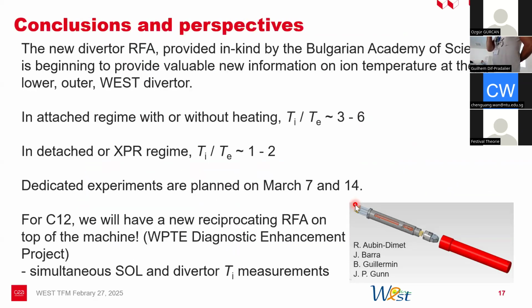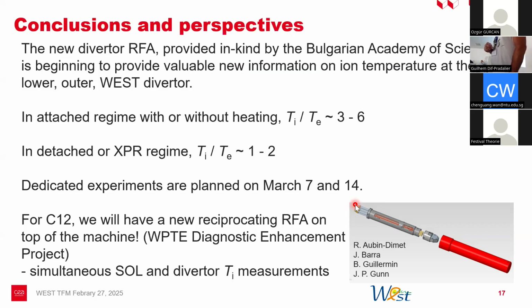So this new probe, which was provided in kind by the Bulgarian Academy of Sciences, is starting to provide valuable new information on ion temperature at the lower outer divertor of WEST. We've done some dedicated experiments in the winter, so we're scanning the position of the strike point on the divertor to get different measurement points in the scrape-off layer, so as to measure the decay length of the ion temperature, and some density scans, power scans, and over the summer we're going to start trying to assemble this in a clear way.